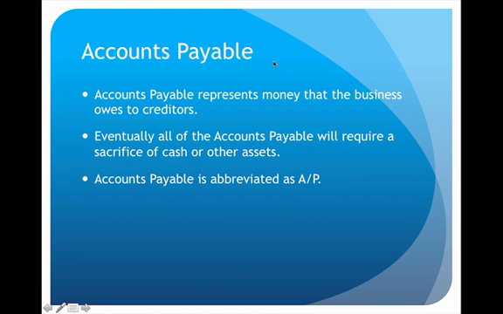And it's a liability because down the road we're going to have to settle that by actually sacrificing some of our cash. So anytime we purchase something and we charge that, it is considered to be a liability, and it is considered to be an account payable. Typically, we abbreviate accounts payable as AP or A/P.